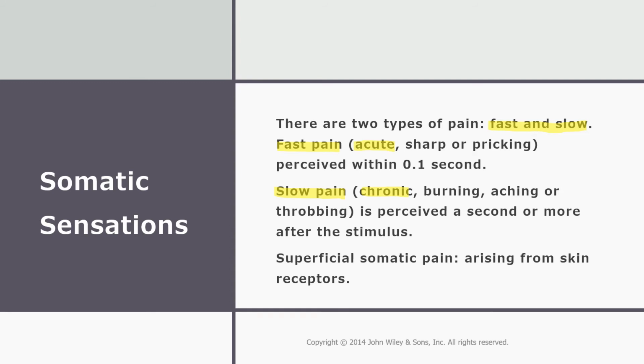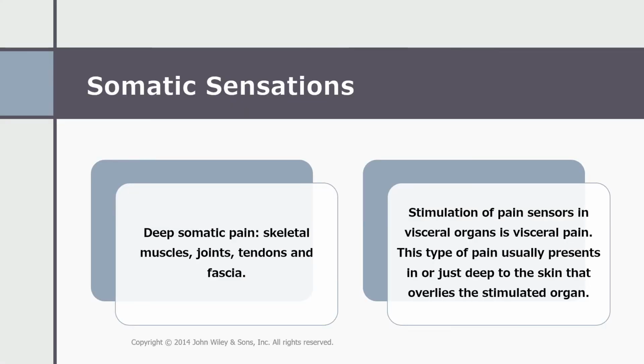Pain that arises from stimulation of receptors in the skin is called superficial somatic pain. Stimulation of receptors in skeletal muscles, in joints, tendons, and fascia causes deep somatic pain. Visceral pain results from stimulation of nociceptors in visceral organs. Now, if stimulation is diffuse or it involves large areas, the visceral pain can actually be very severe.